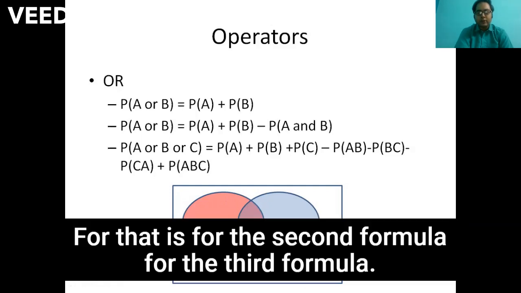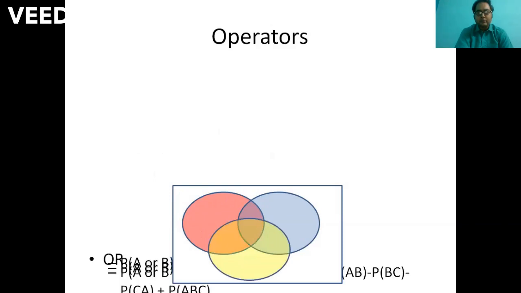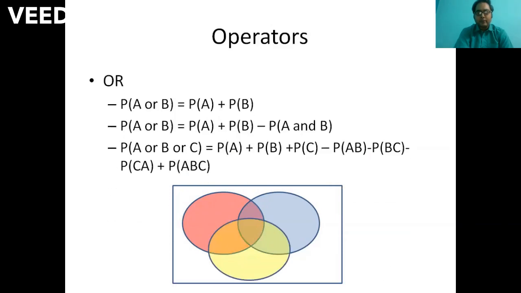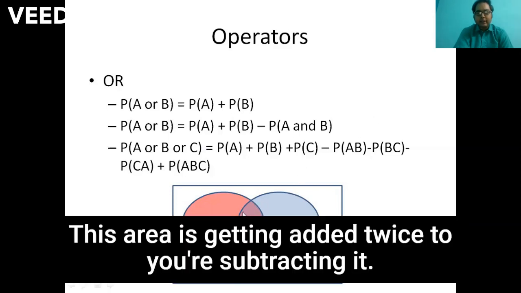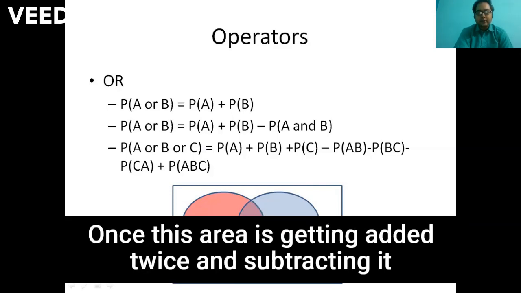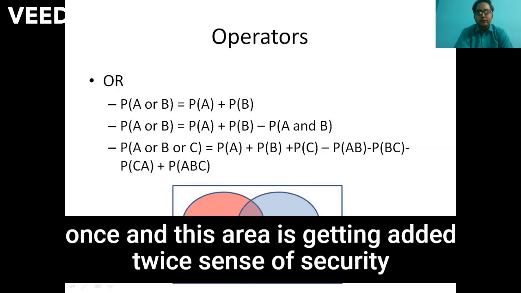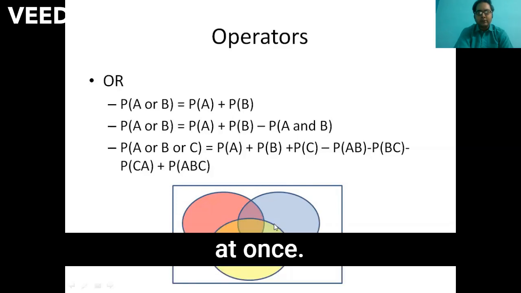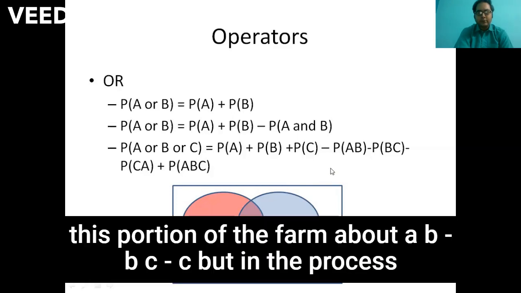For the third formula, this area is getting added twice, so you are subtracting it once. This area is getting added twice, hence you're subtracting it once. And this area is getting added twice, hence you're subtracting it once. This is the portion of the formula: minus AB, minus BC, minus CA.